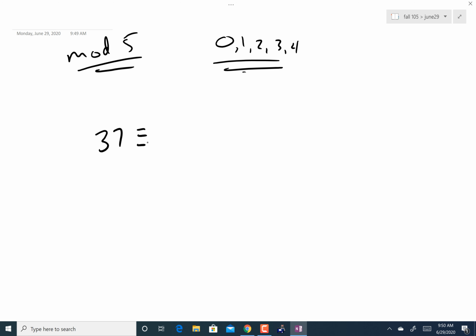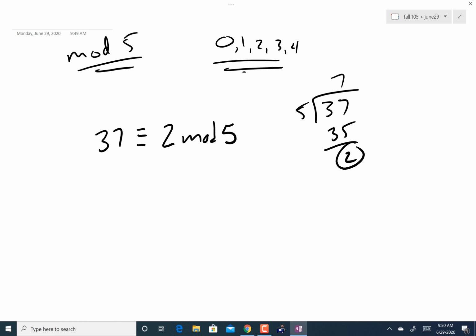So if you get something that was mod 5 arithmetic, think about this. The only numbers you can get are 0, 1, 2, 3, 4, because those are the only remainders you can get when you divide by 5. So check this out. 37, well, what is it congruent to? 37 divided by 5 goes in 7 times with a remainder of 2. So we say it's congruent to 2 mod 5.